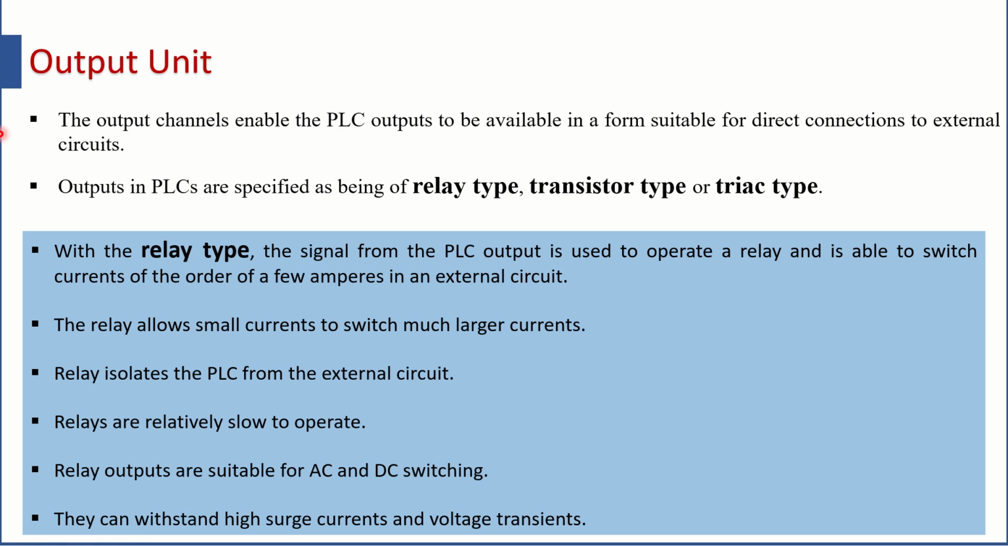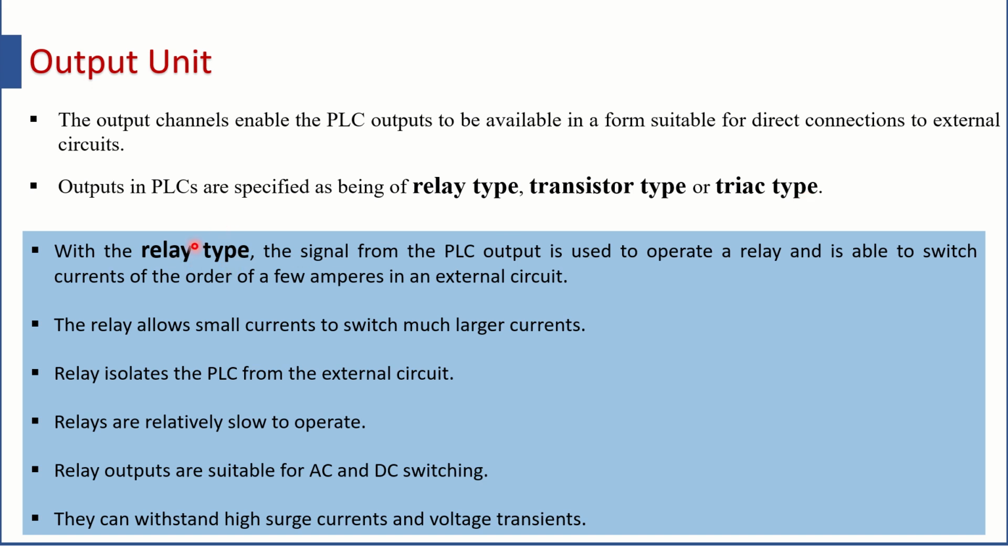Now, the output channels enable the PLC outputs to be available in a form suitable for direct connections to external circuits. In order to do that, outputs in the PLCs are of specific types. One is the relay type, the other is the transistor type, and the third one is the triac type. Be very sure to remember these three specific terminologies.